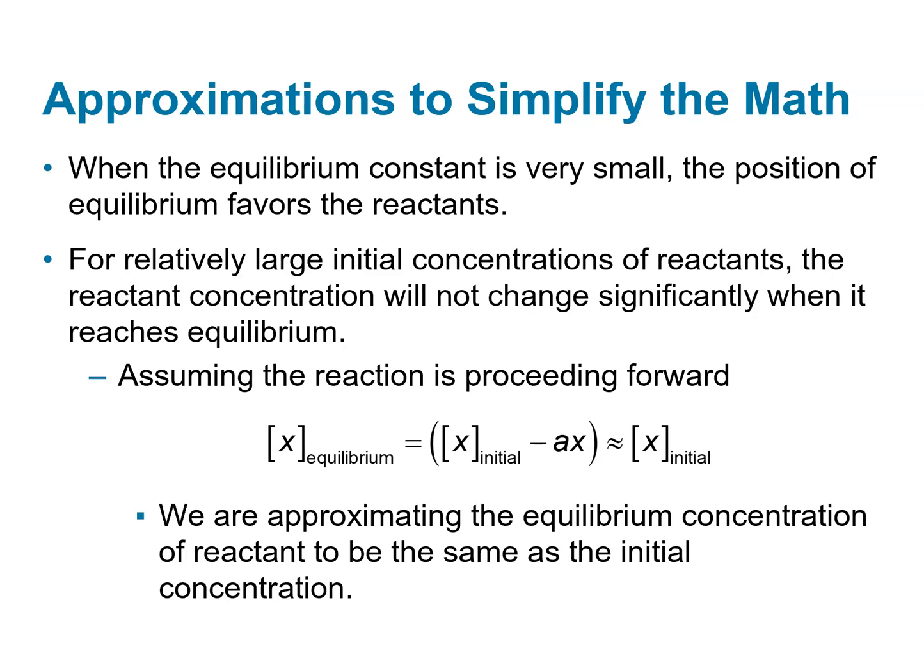So, the next couple slides are really just talking about ways we simplify math. Sometimes, if the equilibrium constant is very, very small, the position of the equilibrium is going to favor the reactant significantly, right? And under these circumstances, we can get some simplification. Likewise, for relatively large initial concentrations of reactants, the reactant concentration's not going to change significantly when we reach equilibrium, as long as our equilibrium constant is small. Because of this, we could say that our equilibrium concentration is approximately the same as our initial concentration. And that saves us a whole lot of math because we don't have to do this entire expression.